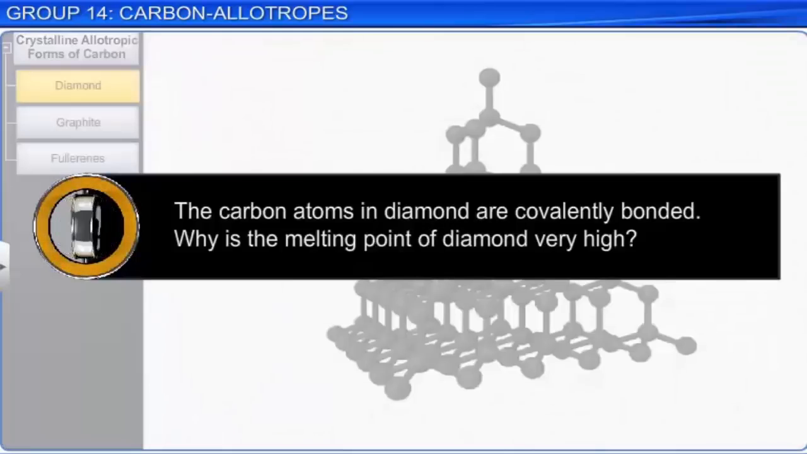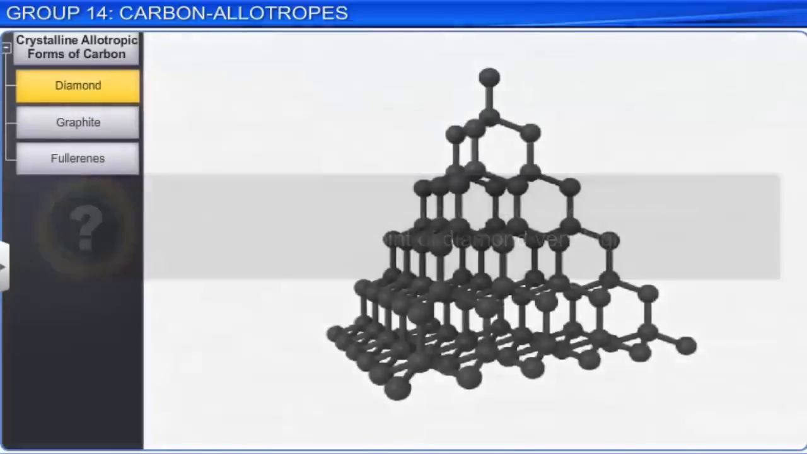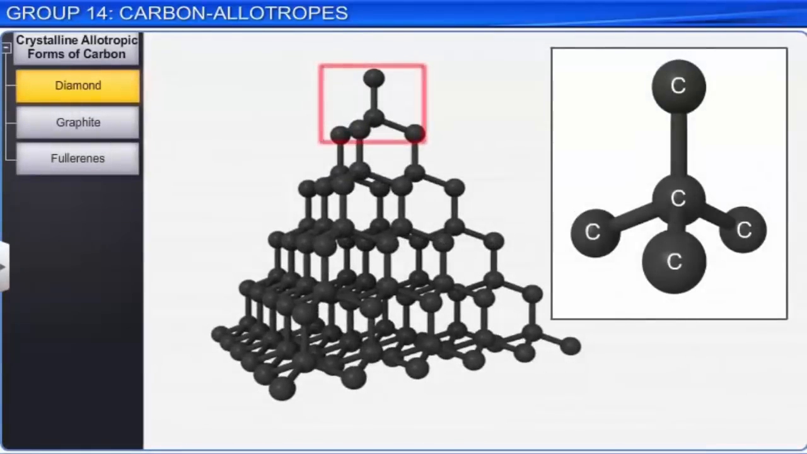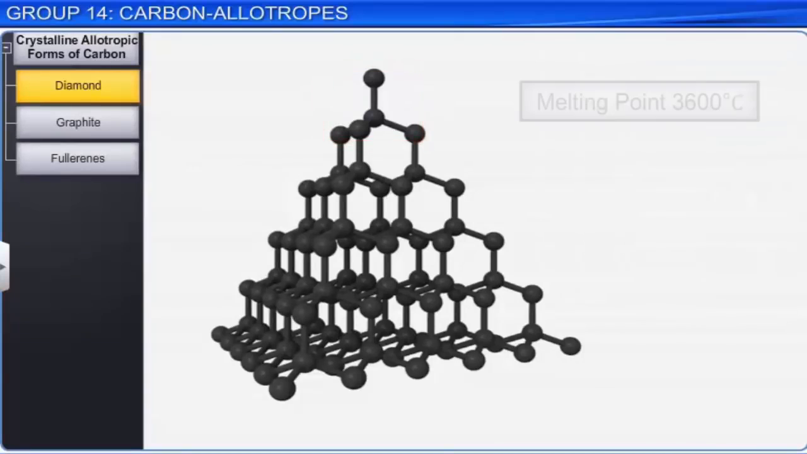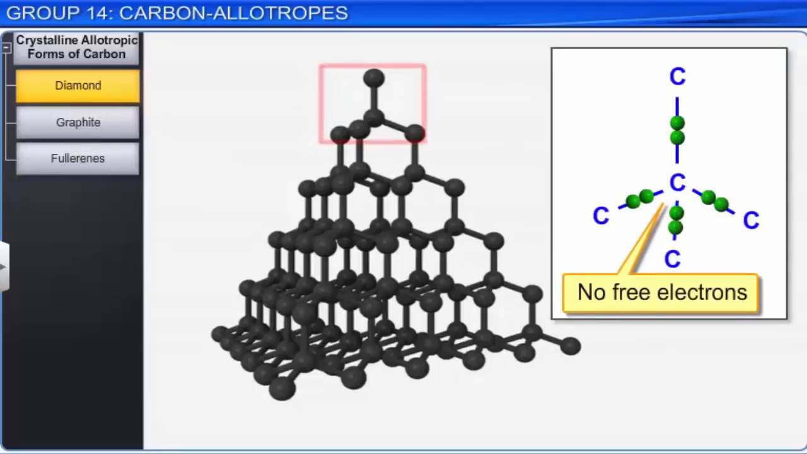Try to answer this question yourself before proceeding. The carbon atoms in diamond are covalently bonded. Why is the melting point of diamond very high? Recall that each carbon in diamond is attached to 4 other carbon atoms surrounding it. It is very difficult to break up this covalent network as it is very rigid, and hence diamond melts at an extremely high temperature. Since there are no free electrons in a diamond crystal, it is a bad conductor of electricity.